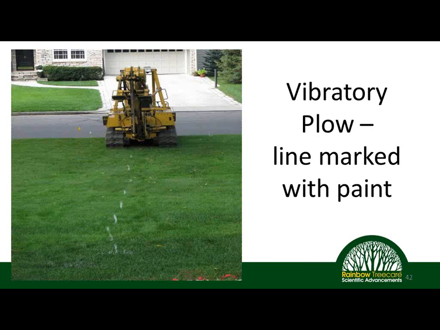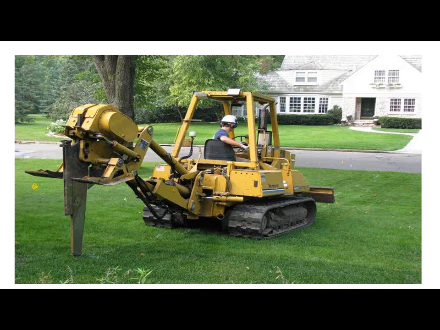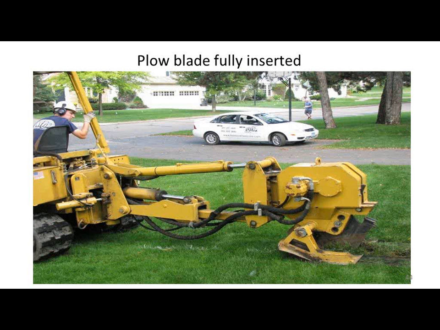Vibratory plowing, marked with paint again. The vibratory plow, while it gets to a greater depth of 5 feet, in talking with our maintenance folks here at Rainbow, these things are almost built and operate in spite of themselves. A vibratory plow has a lot of vibrations, a lot of moving parts. They require a lot of maintenance, a lot of breakdowns, and then they run on these tracks, so you can get impressions and damage to the lawn. It typically will be harder on lawns than the trencher.